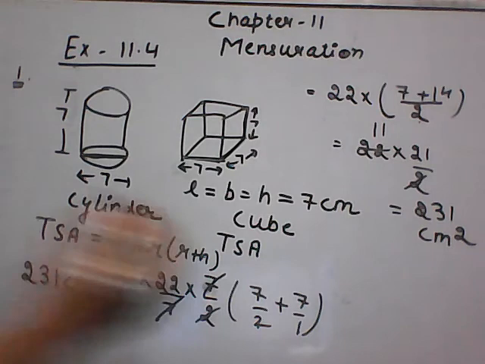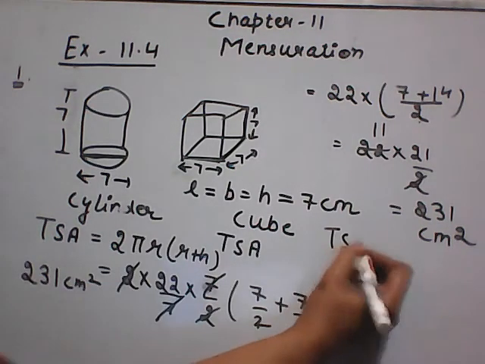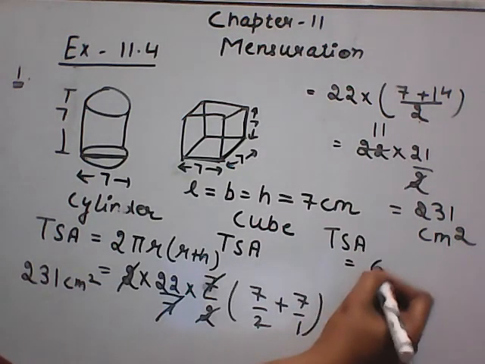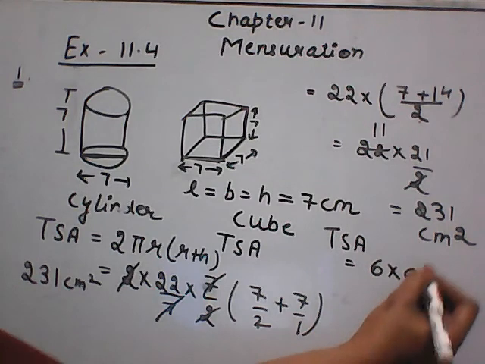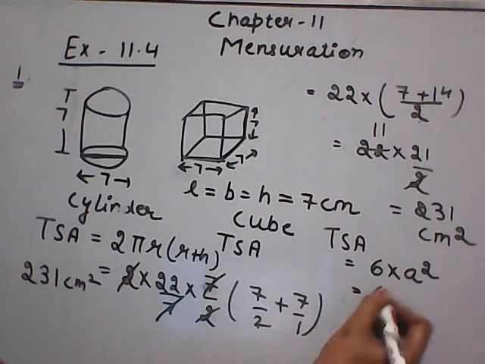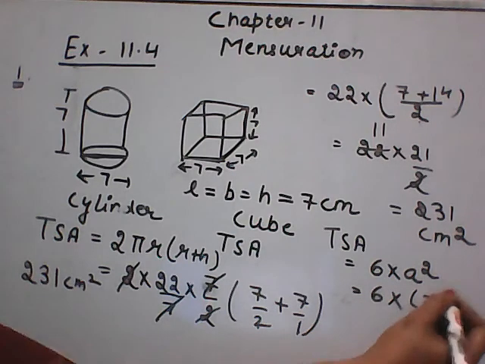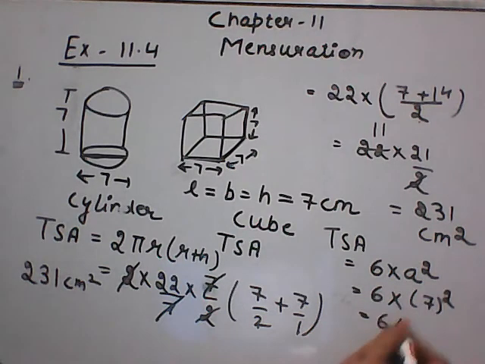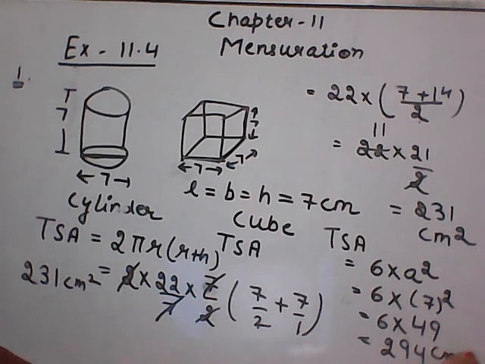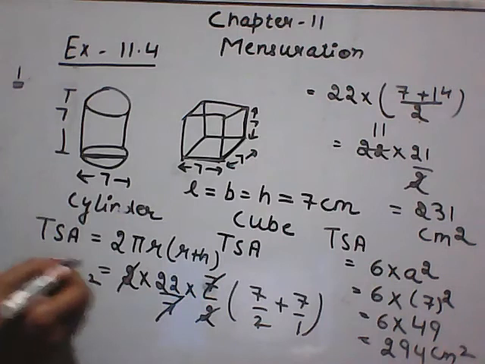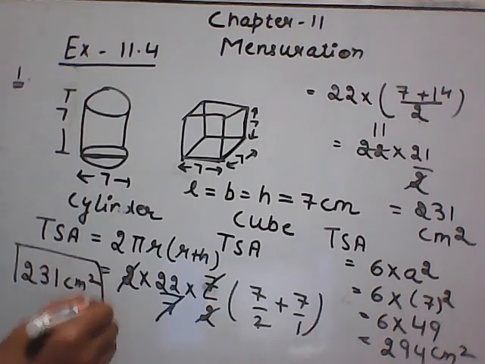Now we can calculate the total surface area for the cube. Total surface area for the cube can be calculated by using the formula 6 multiplied by side square. Here 6 multiplied by, what is the side? 7. 7 whole square means 7 multiplied by 7 is 49. 49 multiplied by 6 is 294 centimeter square.